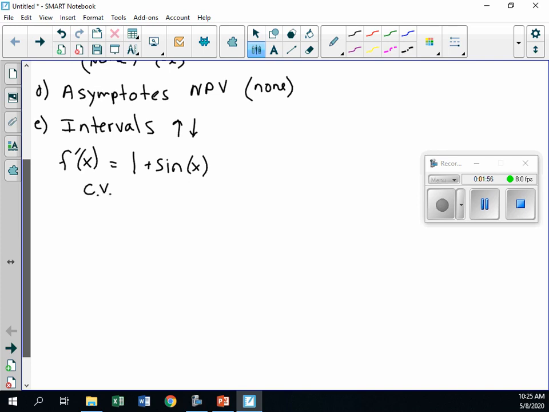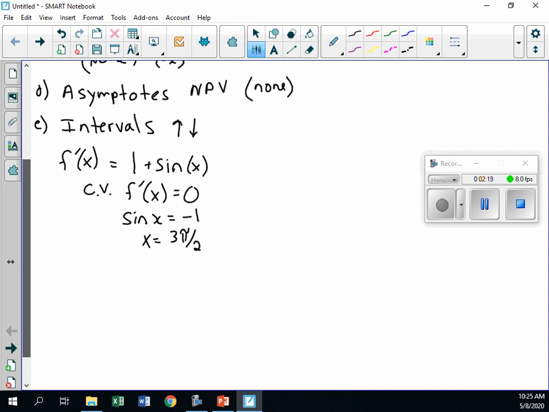Our critical values. A lot of you on your exam forgot to say that my critical values come from making my derivative equal to 0. That's important to state. So a lot of you lost marks for that. I want it to be perfect. And so we get sine of x is equal to negative 1. In our domain, we know that happens at 3 pi over 2. Again, that comes from our unit circle. We know how to find those values.